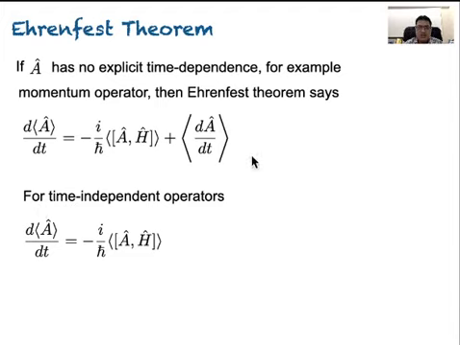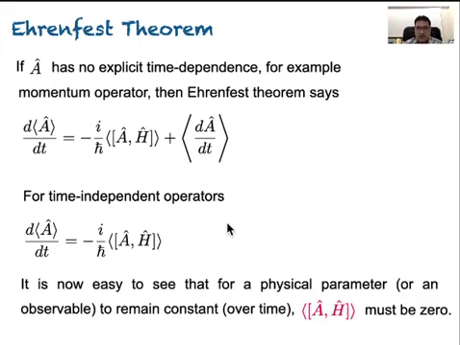The derivation of this statement I will provide in handwritten notes as supplementary material, if you are interested to know how this comes out. It is just a few lines, a simple derivation. This is the statement of the Ehrenfest theorem, and it has a very important consequence in quantum mechanics. This is the theorem which connects the quantum world with the classical world, which you will see in a moment.